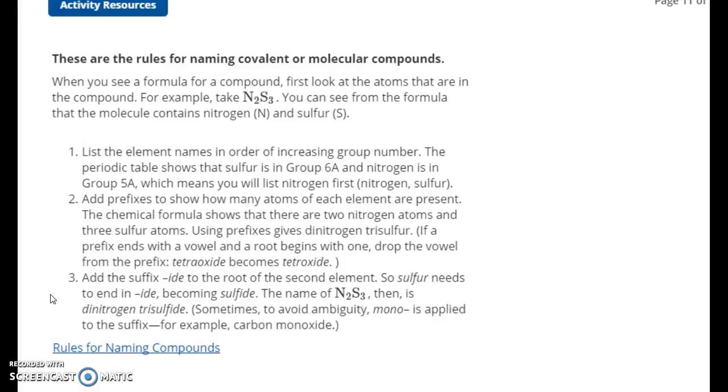Did you get that? Sometimes to avoid ambiguity, mono is applied to the suffix. For example, carbon monoxide. I don't like how they said this. Really, you always add mono to the second element, you never add it to the first one.